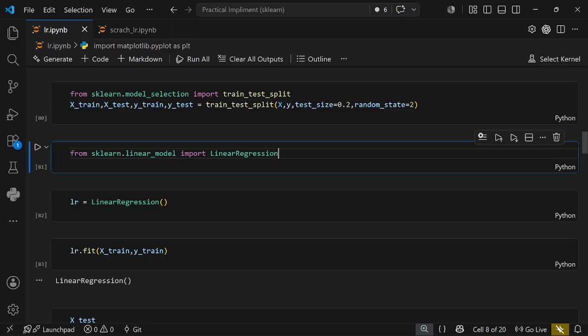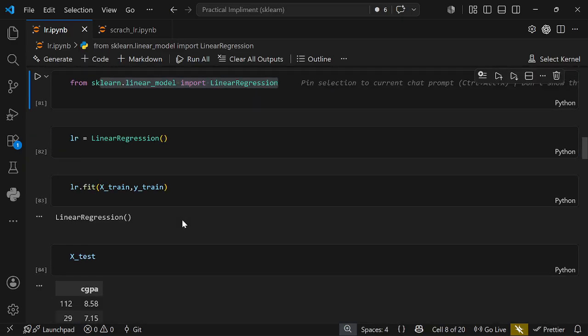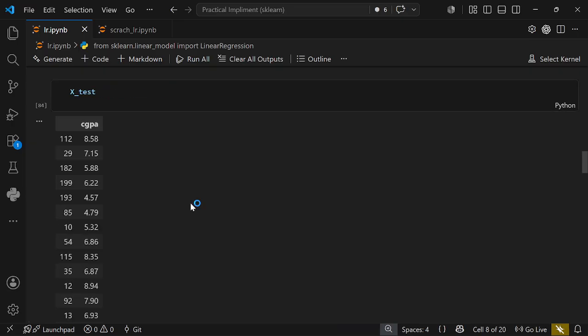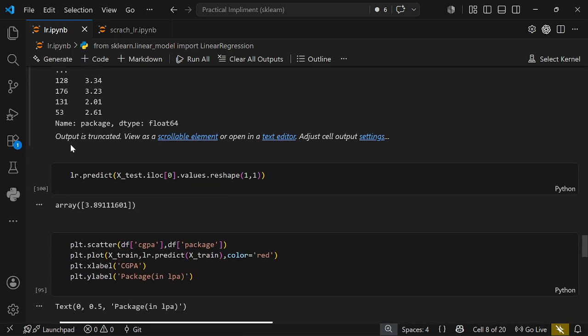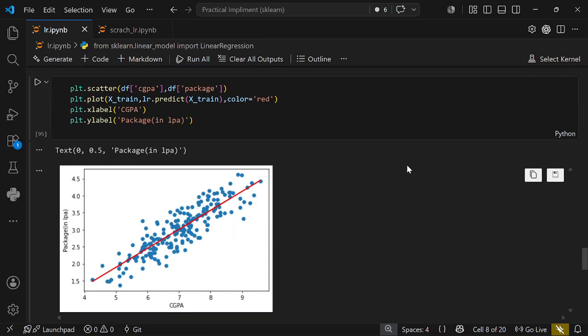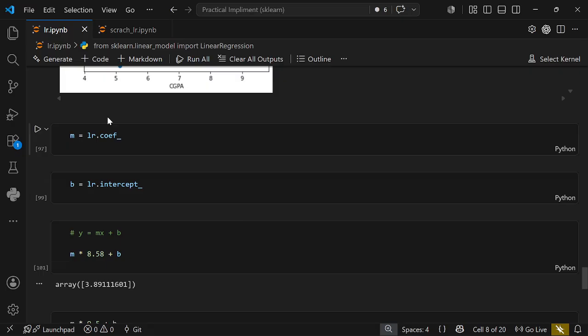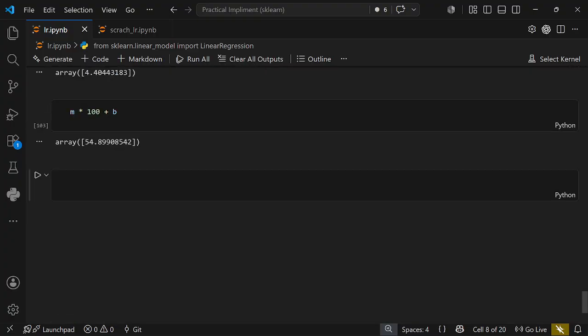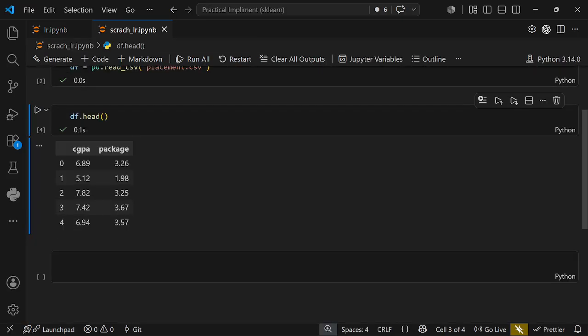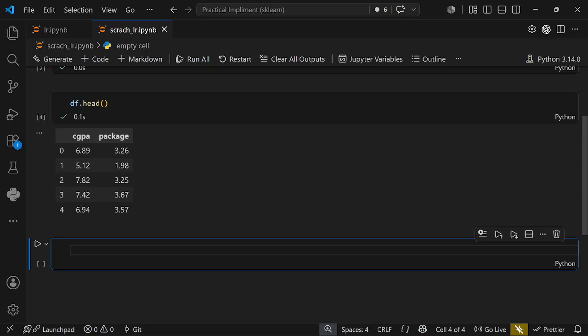We have taken linear regression from sklearn dot linear model, and we do lr dot fit x train comma y train. This is our whole x train, this is our whole y train, and this is our lr dot predict. We have predicted the first value, which is 3.89, and we have plotted the best fit line here, and taken the coefficient and the lr intercept here. Let's create our own linear regression algorithm here.